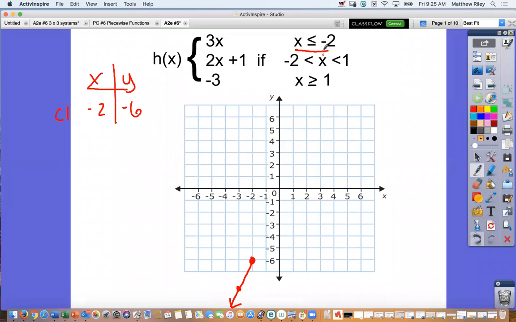I put up a different graph. That's why it didn't fit. Grab the wrong one. Anyhow, let's keep going.